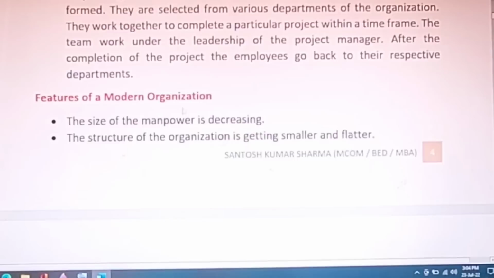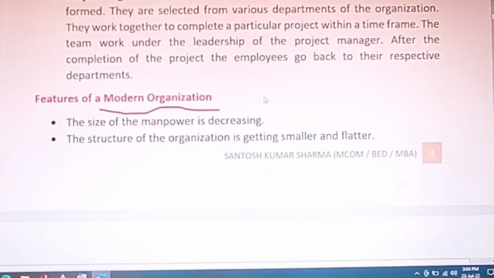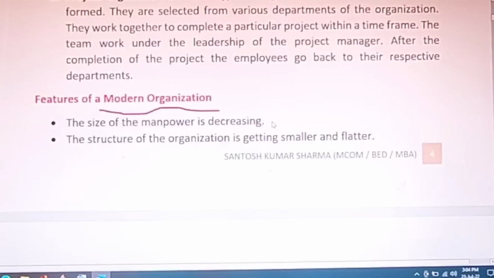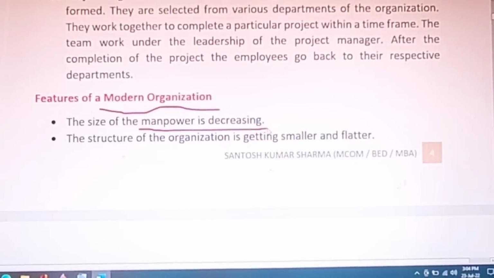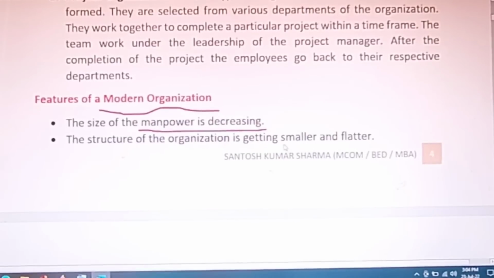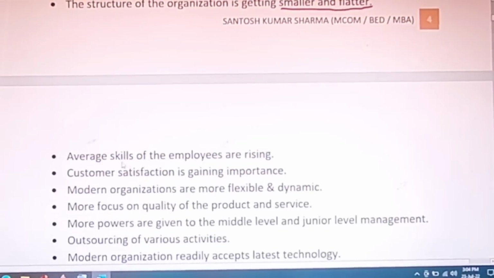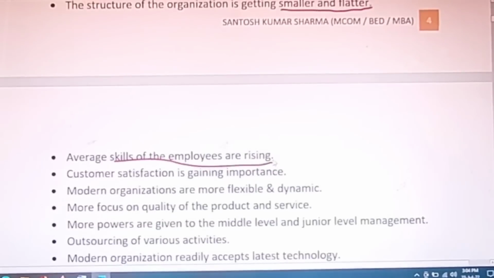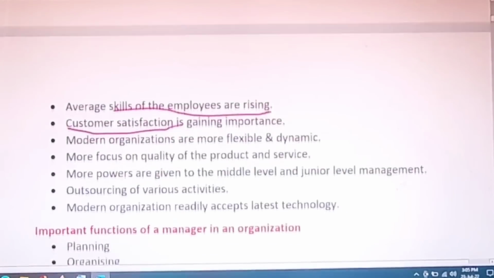Then this one, what are the main features of modern organization. It is a very current topic, like nowadays how the organizations are changing. Basically the manpower is decreasing, you have to focus on this point. The structure of the modern organization is getting smaller and flatter. Okay, and basically the average skills of the employees are rising. So this is also very important. Customer satisfaction is getting more attention. So like that, you can write a lot of points on this.